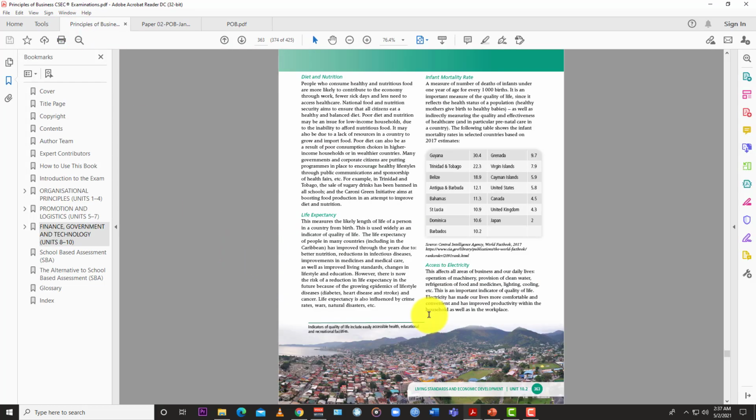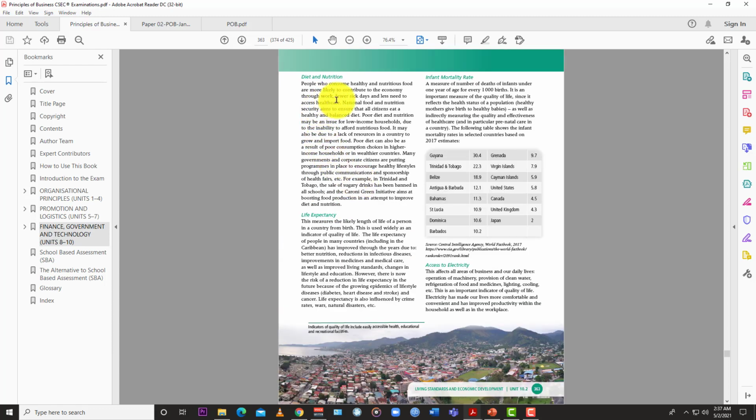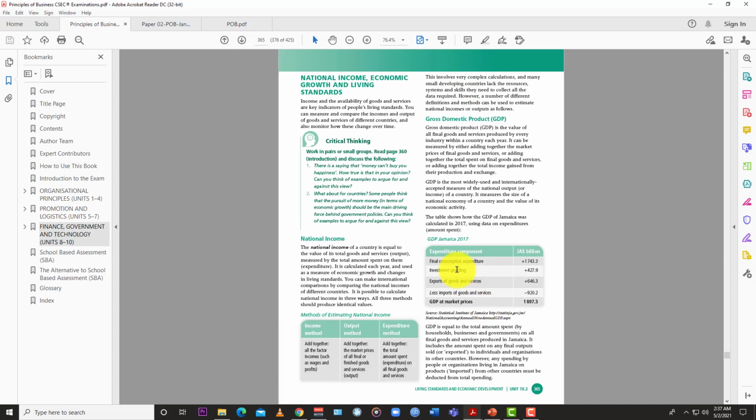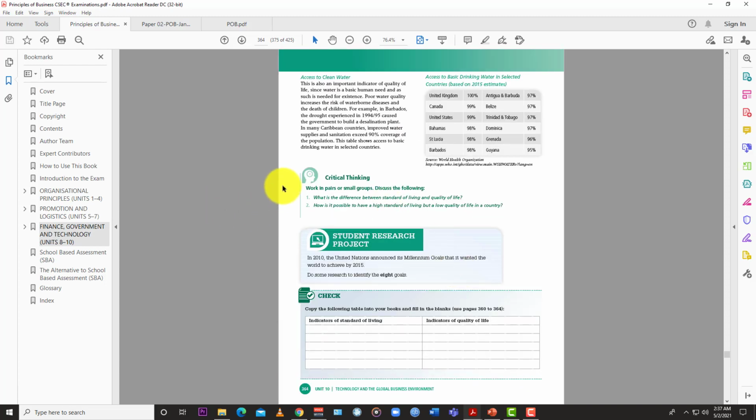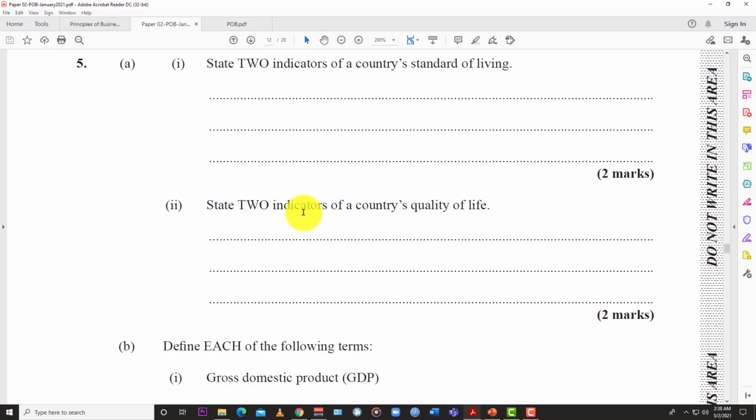And so you have some more in this other textbook right here. We have some of the same thing. Access to high quality healthcare. Like I said, you could break them out. Availability of educational facilities, access to recreational facilities, extent of security or the level of crime. You have diet and nutrition, life expectancy, infant mortality rate, access to electricity, access to water, those kind of things. So those are indicators of the quality of life. So you have 2 marks there, 2 marks here, 4 marks total.